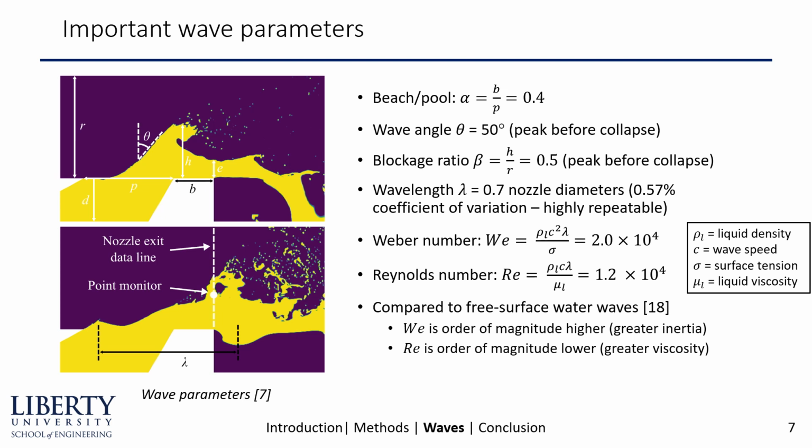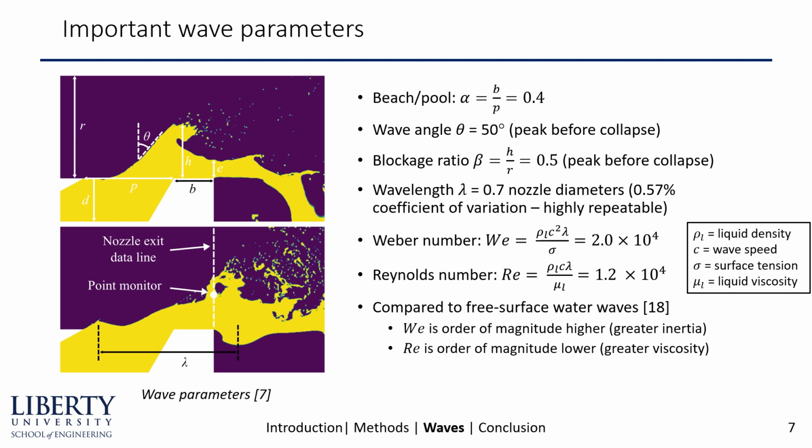The wavelength is measured as shown on the bottom figure on the screen there. Since we don't have wave trains, but just one wave forming at a time, we decided to measure it from the peak of a just forming wave to the center of that radial bulge outside the nozzle. We find the wavelength to be about 0.7 nozzle diameters, and over 3 sample measurements of this wavelength, we found the coefficient of variation to be 0.57%, very small, so this is a highly repeatable wavelength measurement.